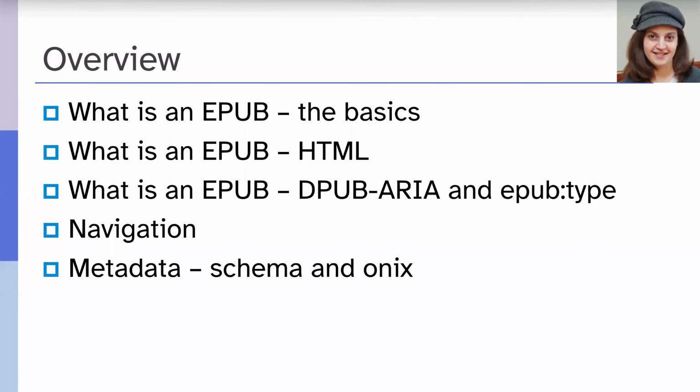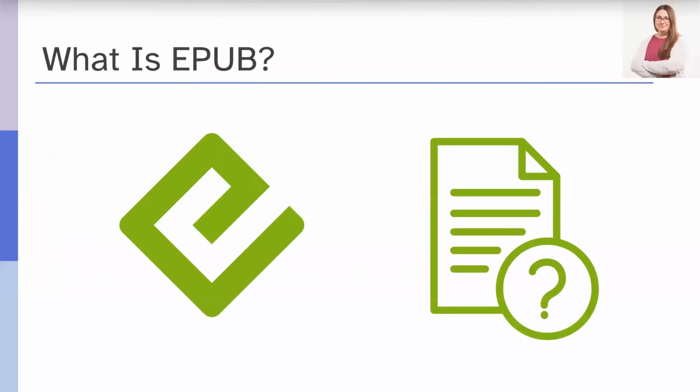I'll offer a bit of an overview of what we're talking about today. We're going to give a little tour of EPUB, starting with the basic structure of EPUB, talking about what the HTML inside EPUB looks like, and then talk a little bit about how you can give a little bit more meaning to the HTML with dpub aria and EPUB type. We'll talk about how to navigate an EPUB and how you can give a little bit of information about your EPUB with metadata. Great, thank you so much, Svea.